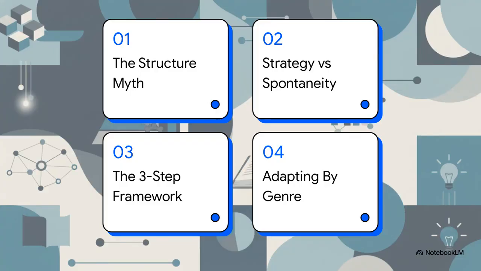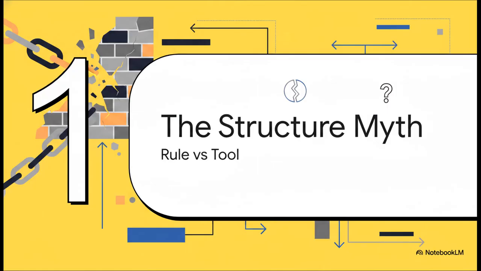So, here's our roadmap for today's playbook. First, we'll cover the academic structure myth. Second, strategy over spontaneity. Third, the 3-step framework. And fourth, adapting by genre. You're going to walk away with a very specific methodology for logical design. Let's jump right into Section 1, the academic structure myth.